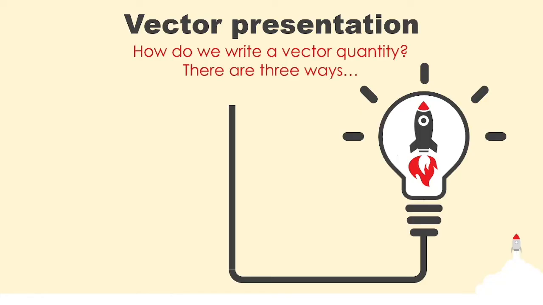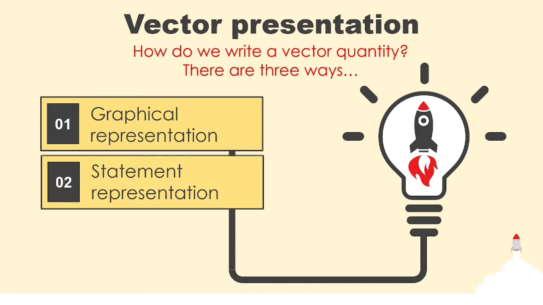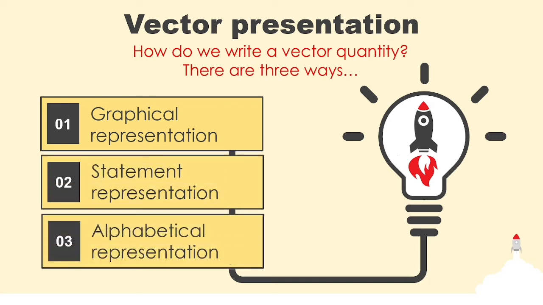Do you know how to write or describe a vector quantity? Basically, there are three ways to write or describe vector. Number 1, graphical representation. Number 2, statement representation. And number 3, alphabetical representation. Let us discuss each of them.